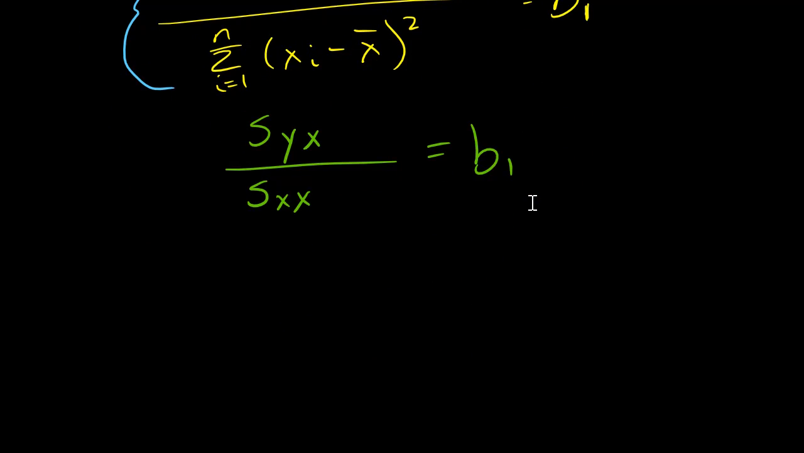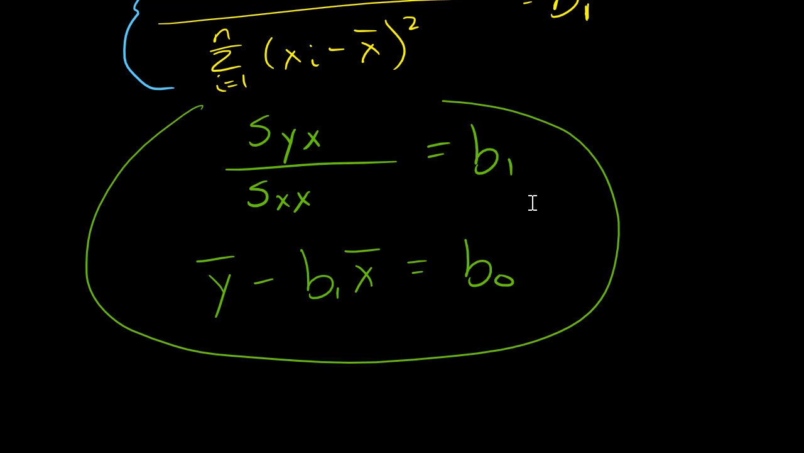Just a reminder, this is b1, and b0 was y bar minus b1 times x bar. So these are my two least squares estimators, which have some really nice properties, which we'll go through in the next few videos, regarding their expected values and their variances.